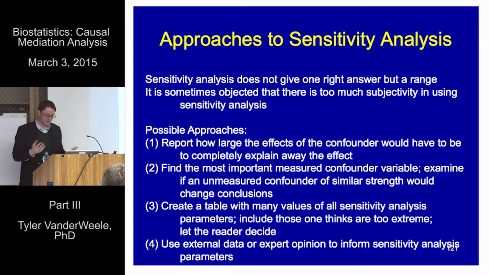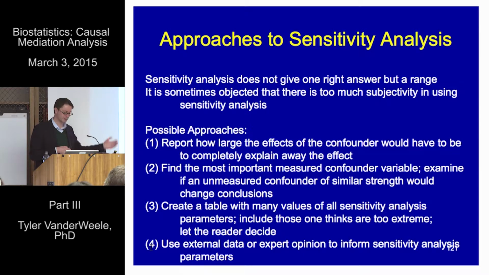And the fourth, and not entirely unproblematic, but the fourth way to try to make the sensitivity analysis more objective would be to try to use external data or possibly expert opinion to inform the parameters. Interestingly, the first 3 of these approaches really don't require you to even know what the unmeasured confounder is to employ these. You can report how large the effects of the confounder would have to be to completely explain away the effect, or its relation to the most important measured confounder. You can do a large table, even if you haven't identified a specific variable that you are missing. If you do have something specific in mind, then the fourth approach can be used as well.